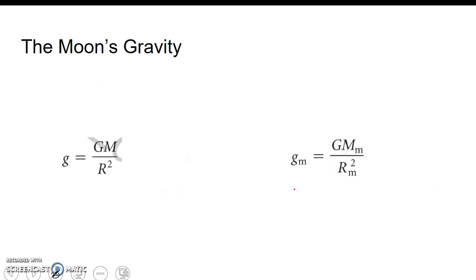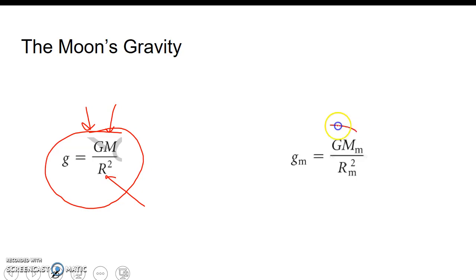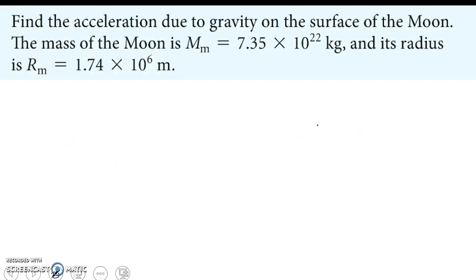So if we want to find the moon's gravity, this is our equation to find g for anything, right? The constant times the mass of our planet, satellite, moon, divided by the radius squared of that object. So for the moon, I'd put the mass of the moon divided by the radius squared of the moon multiplied by the constant, and that would give me the acceleration due to gravity on the moon. So let's find the acceleration due to gravity on the moon.